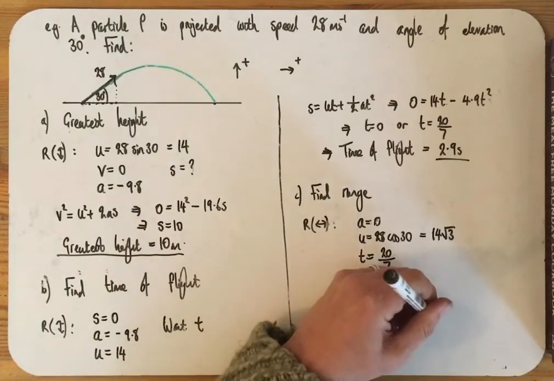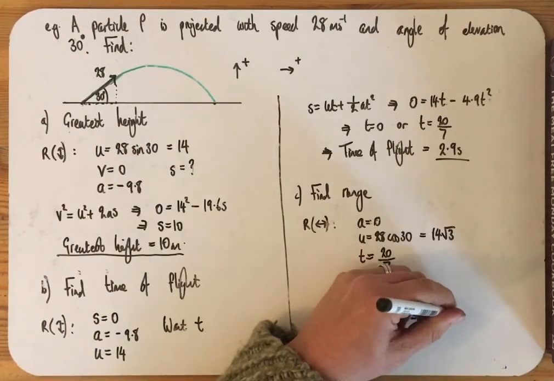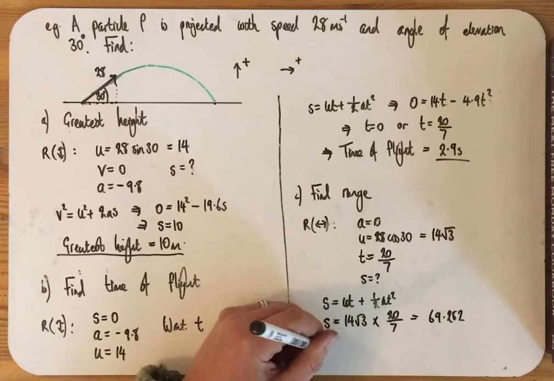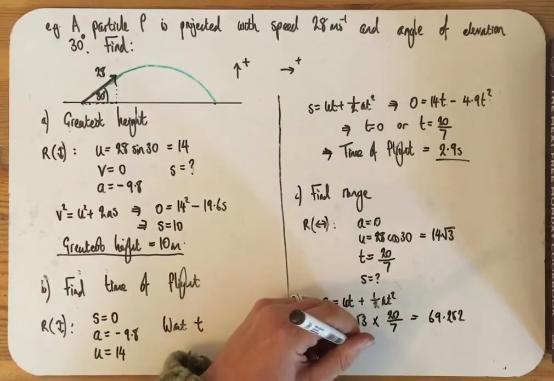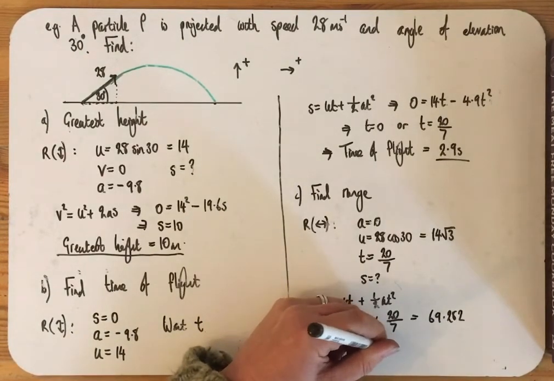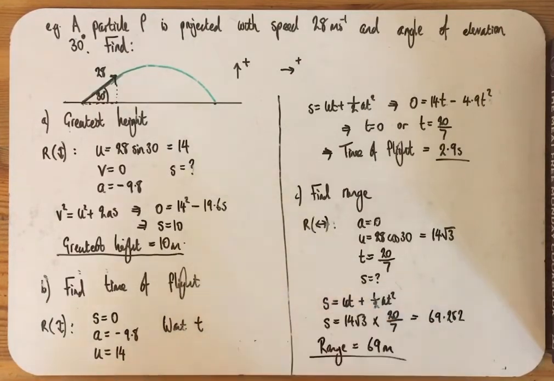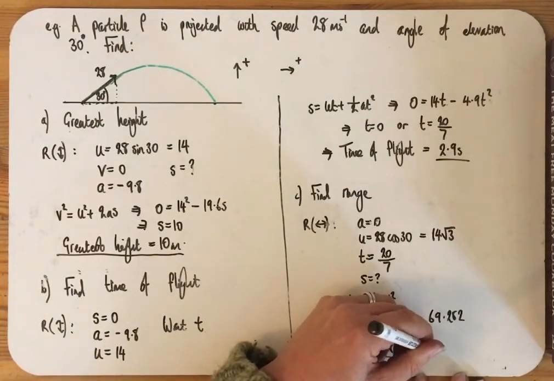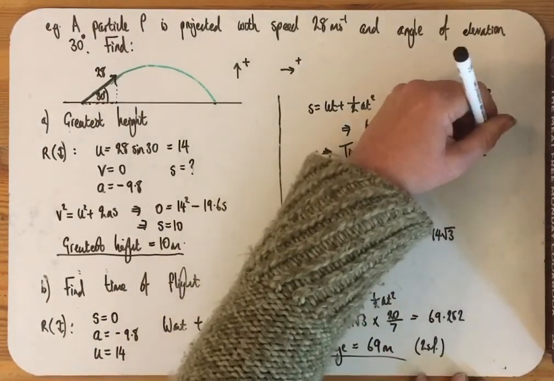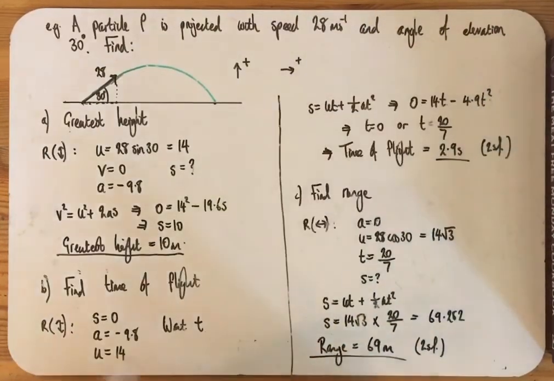69.282. And so the range is equal to 69 metres to 2 sig fig. It's probably a good idea to write down your degree of accuracy, but actually writing it to 2 sig fig is kind of making the assumption that that's the amount of accuracy there is in your answer.